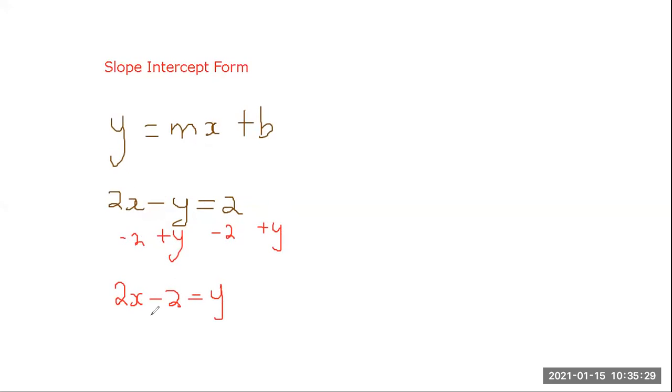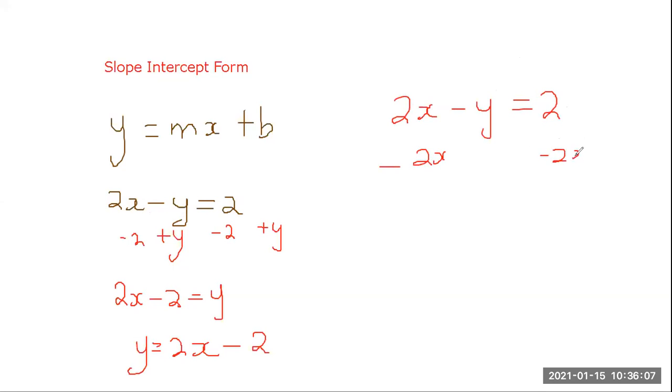And I'm going to rewrite this so that it looks a little bit different. y is equal to 2x minus 2. We just have to ensure with this that the y is positive. We don't want to leave a negative y. So for example, if I had moved over to 2x instead, I would have had negative y is equal to negative 2x plus 2. So it's laid out, however, this y is negative.